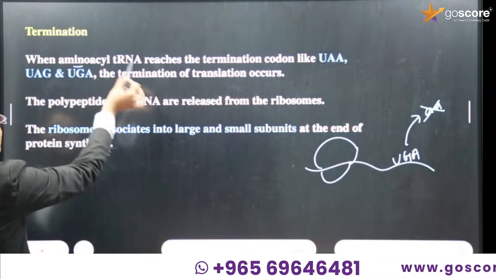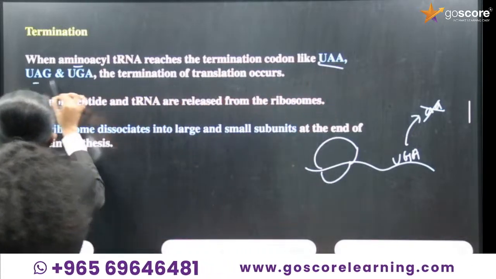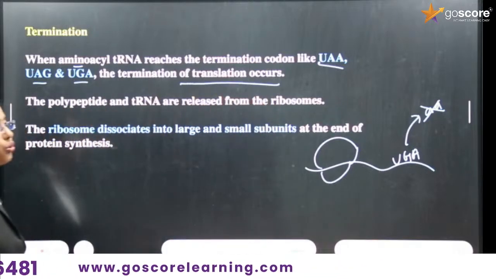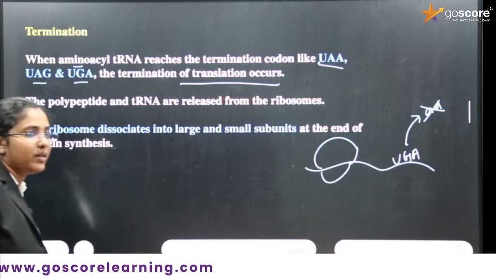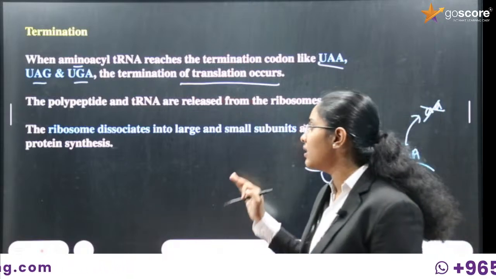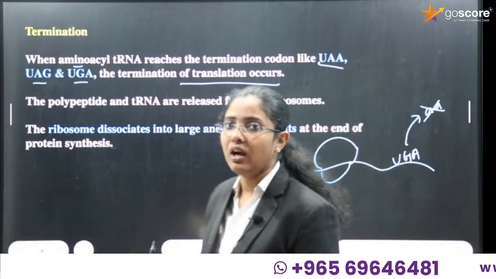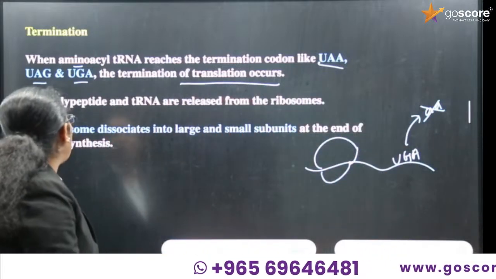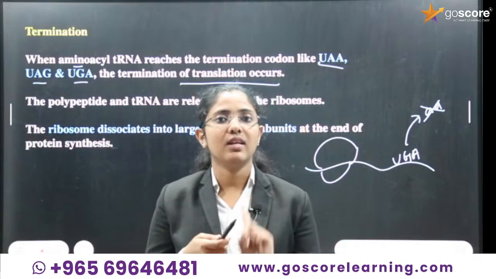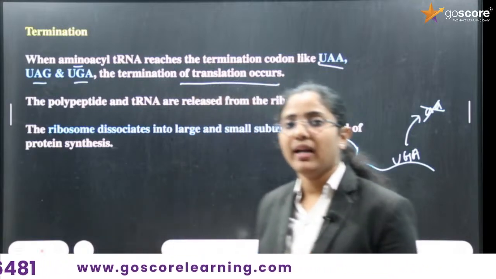So see this, when the amino acid tRNA reaches the termination codons like UAA, UAG and UGA, the termination of translation occurs. If it reaches the three different codons, UGA, UAA and UAG, what happens? Okay, it is important. What is the starting codon and what is the terminator codon? It is very important. Keep in mind and study well.